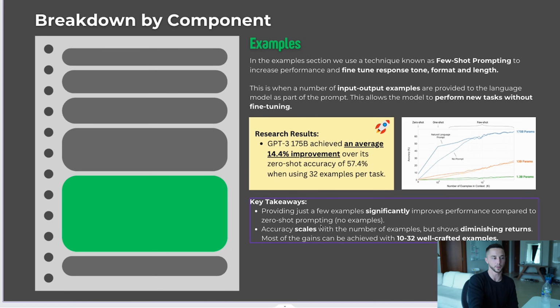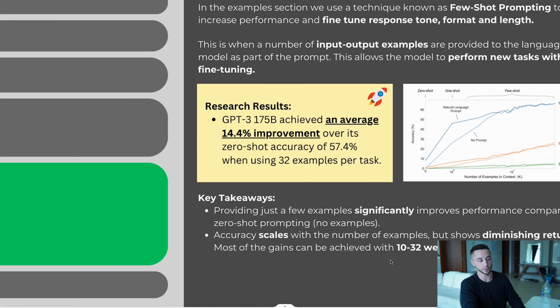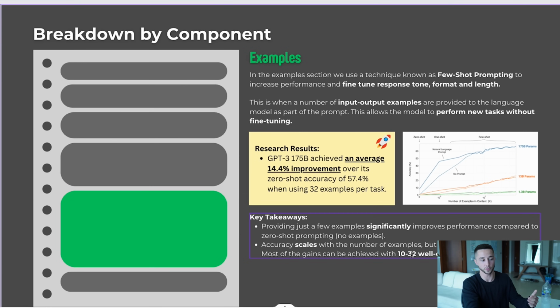But for us, the key takeaway is that providing just a few examples, literally going from 0 examples to 1, massively increases the performance compared to zero-shot prompting, when it doesn't have any examples. So accuracy scales with the number of examples, but it shows diminishing returns. Most of the gains can be achieved between 10 to 32 well-crafted examples. And personally, I go for like 3 to 5. I don't really want to be sitting there all day writing all these examples.